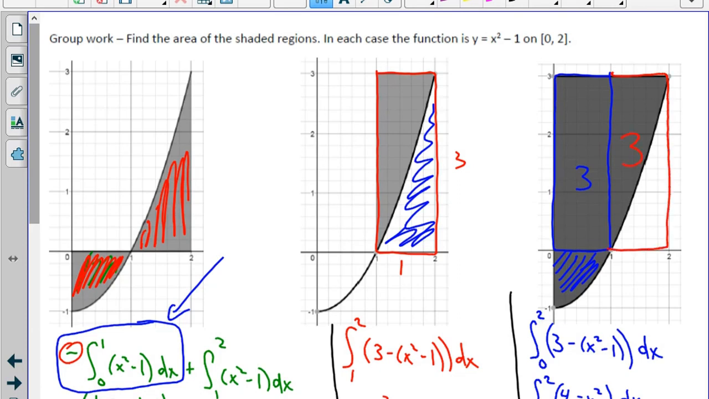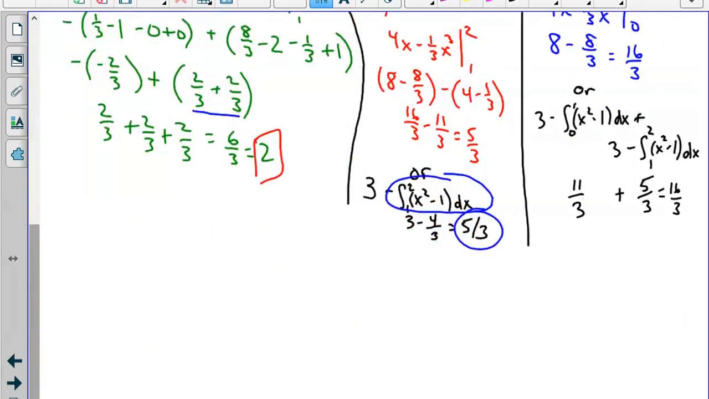And then I'm going to subtract this red shaded area, which over here we found to be the integral from 1 to 2 of x squared minus 1. So I did that in black. So I have 3 minus that integral. And then I added 3 minus the second integral.